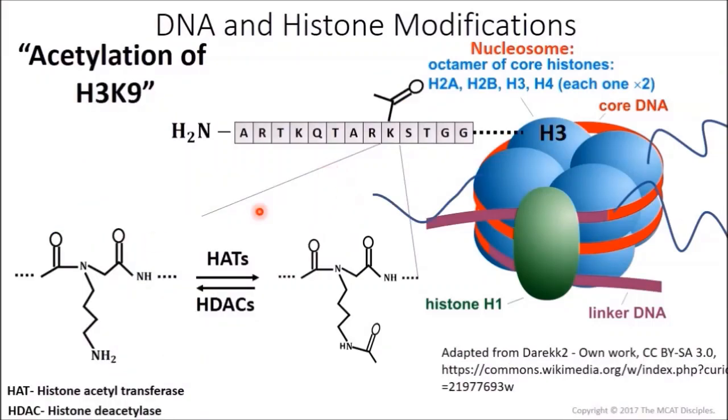So let's go through that. If you want to acetylate the tail, this is that tail I told you about. It's just a string of amino acids, and these are the one-letter codes for the amino acids. This happens to be a lysine residue. HATs, histone acetyltransferases, are proteins that catalyze the transfer of an acetyl group to the lysine residue. A big target is often H3K9. The acetylation of H3K9 will cause looser packing and increased gene expression.